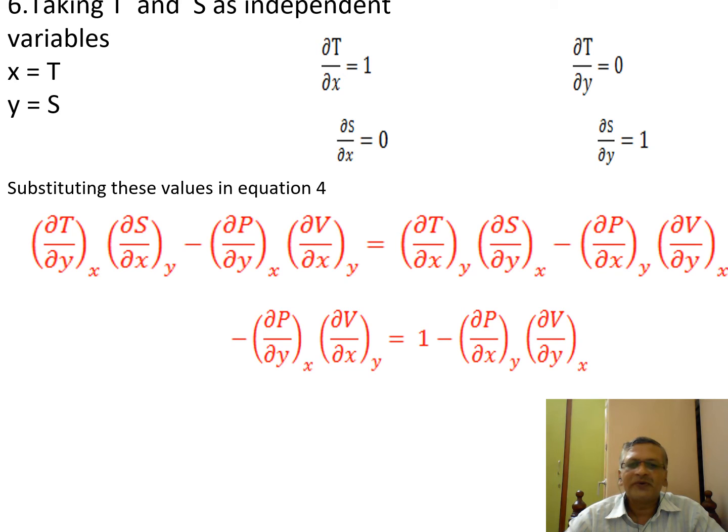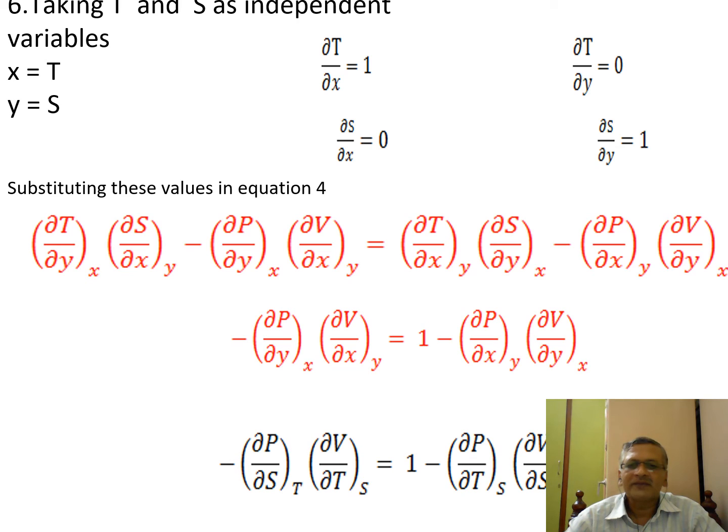Now substitute wherever there is x by T and y by S. The equation becomes like this. This is the sixth Maxwell's thermodynamical equation.